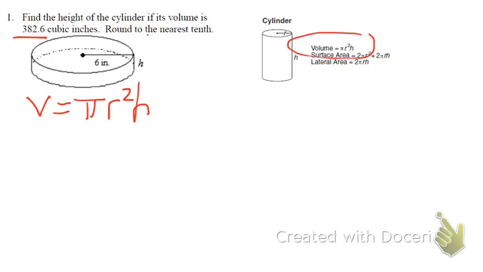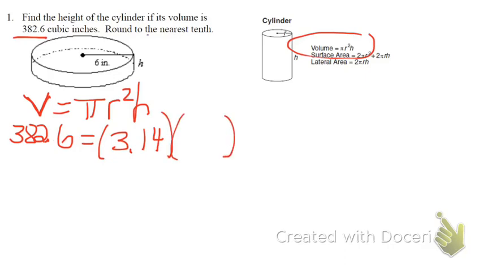So replace the volume, this variable, with 382.6. Bring down the equal sign. Bring down pi, but I'm going to change pi to 3.14. The radius is 6. Square that, you get 36. The height is the unknown that I still don't know. Okay, so anytime you're working a problem backwards like this, you're only allowed to have one unknown if you want the problem to be solvable, and the unknown for this one is height.